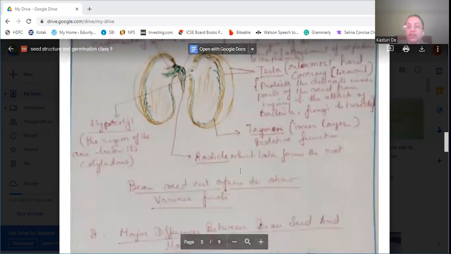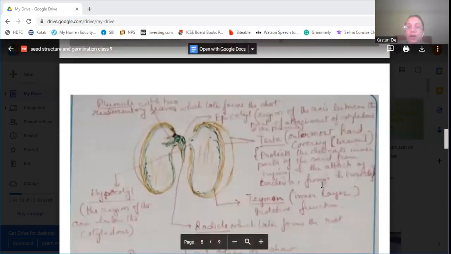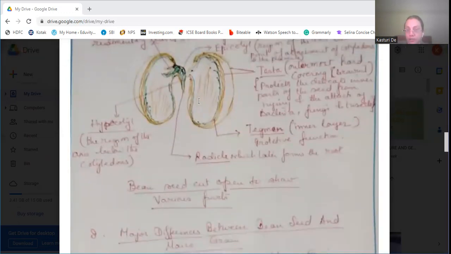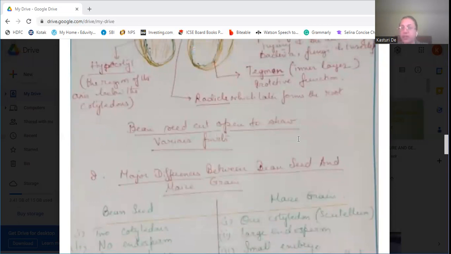So this is the structure of the bean seed. Clear? And these two are the cotyledons. So this is a bean seed which is cut open to show the various parts.